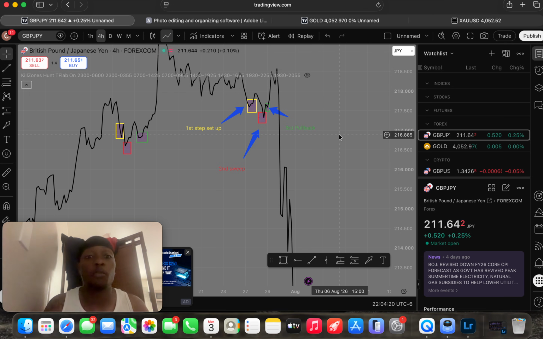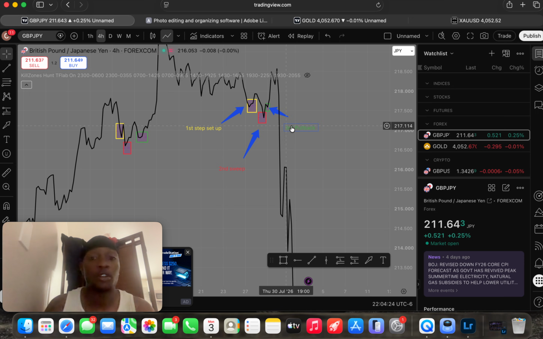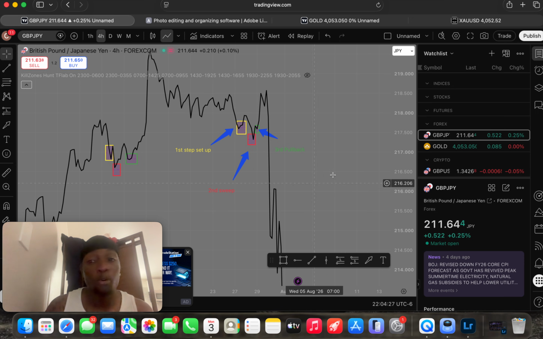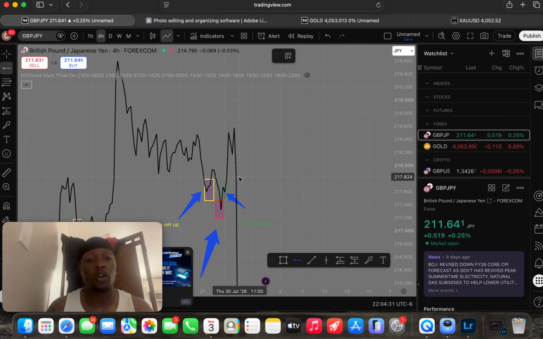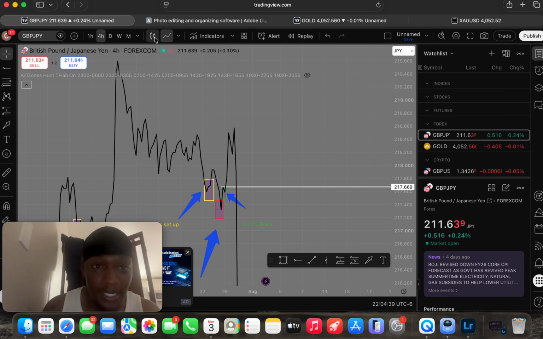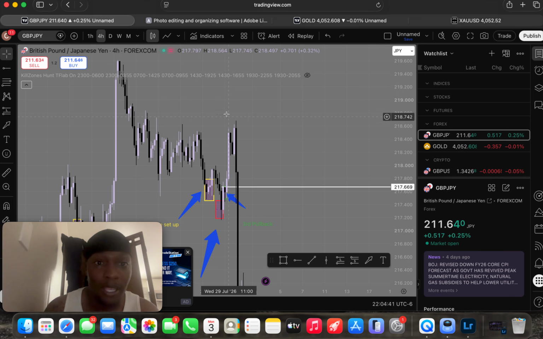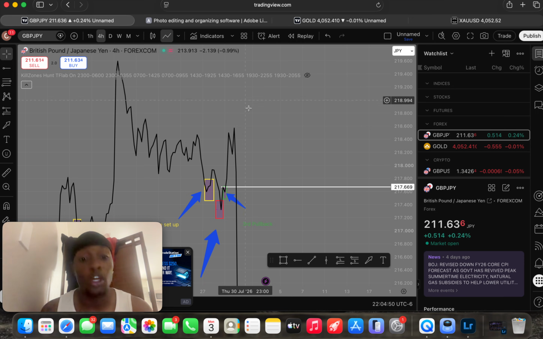Third, pullback. So first is the setup. First step, setup. Second, sweep. Third, pullback. Once you get the pullback, you'll be waiting. If we're going up, the chart is going to have a slight pullback, a slight down movement. Once you get that whole down candle, the top of that candle is what you're waiting for to be broken above. You're waiting for the price to push above that structure so you can get in.